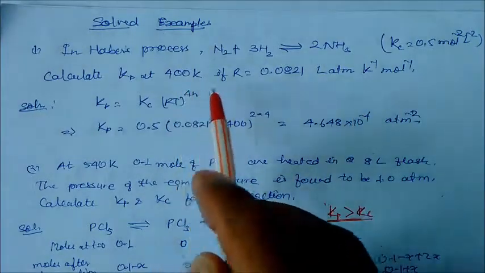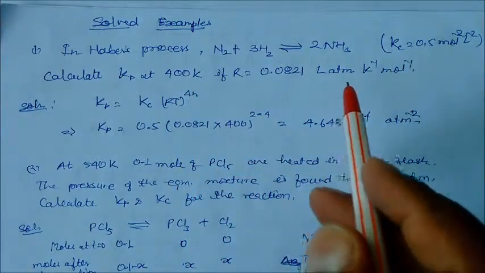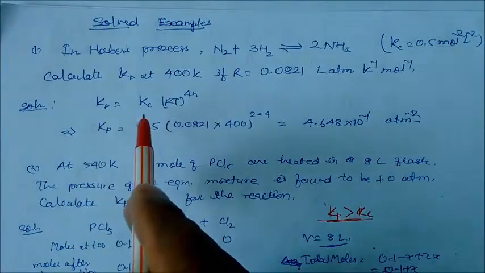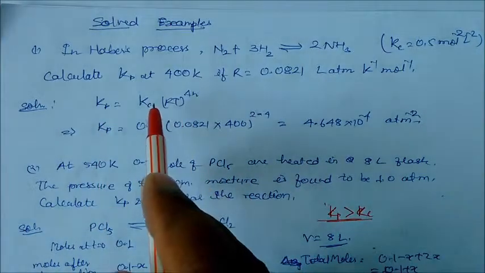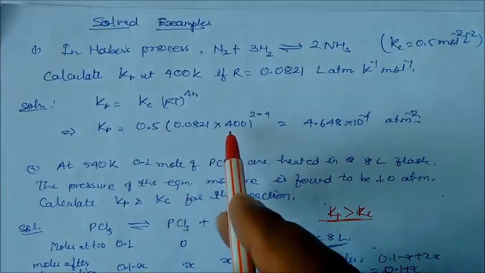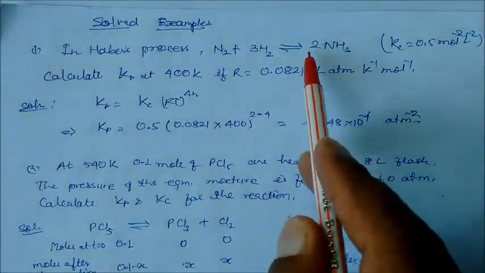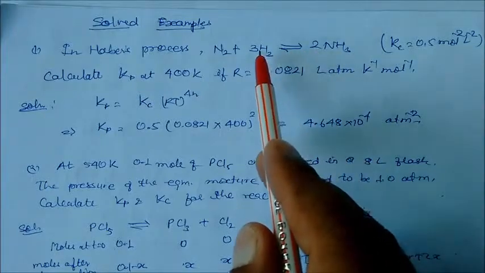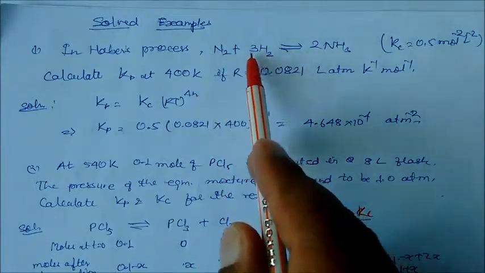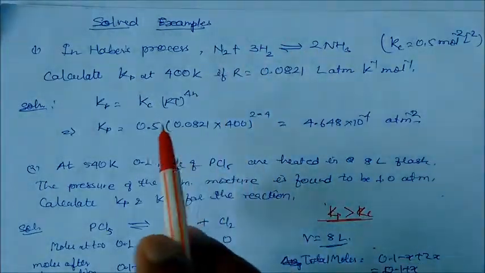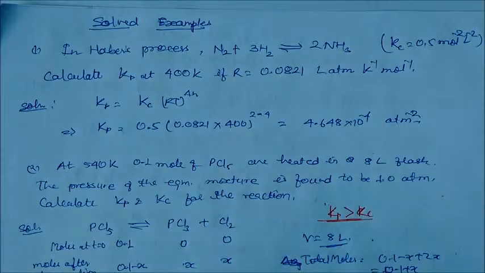So temperature is given, R is given, Kc is given, so we can directly use this formula: Kp = Kc (RT)^Δn. Substituting the values of Kc and RT, and Δn is 2 minus 4. You can see this is the total number of moles of product, and this is the moles of reactant. 3 plus 1 is 4, so 2 minus 4. On solving we will get this value.